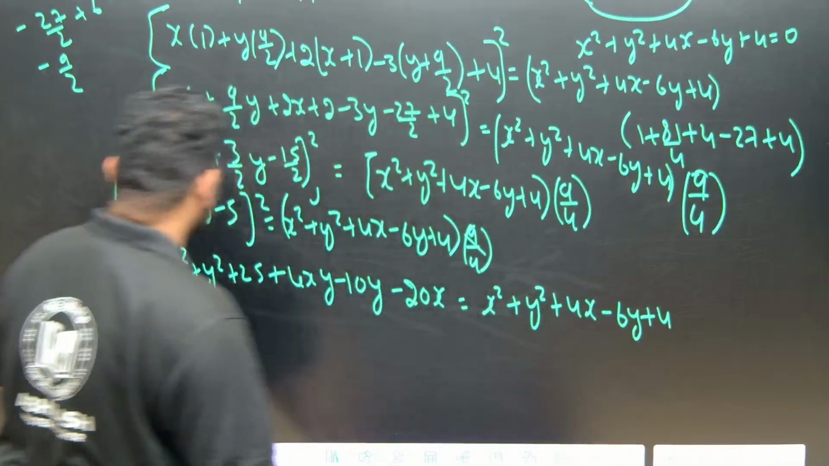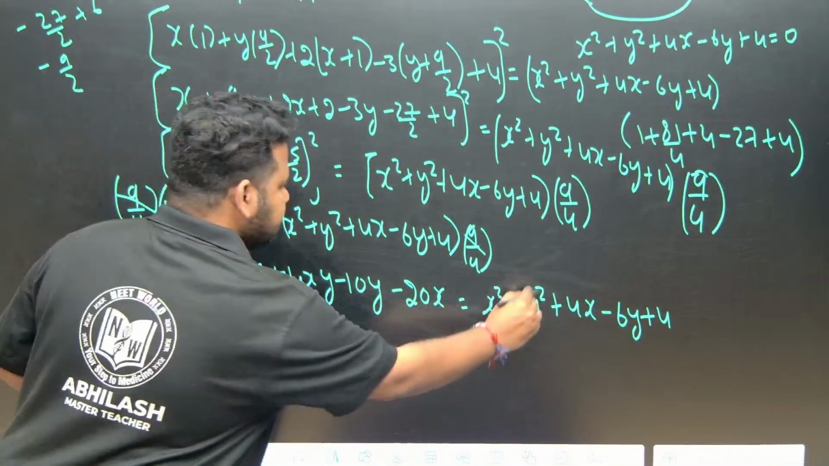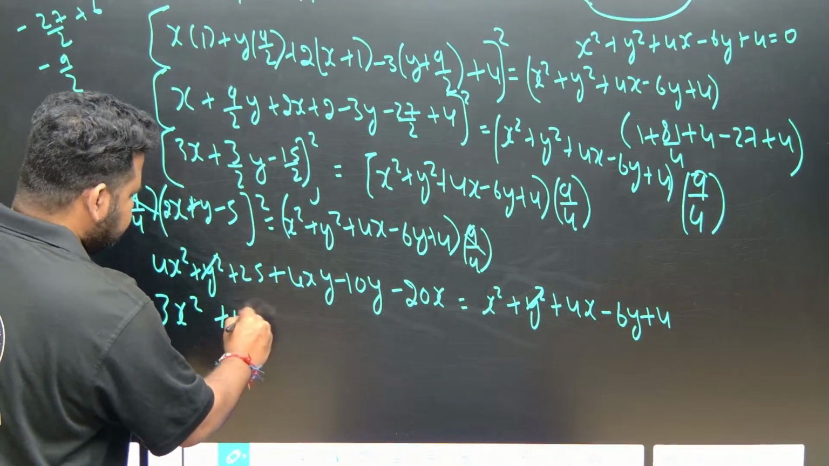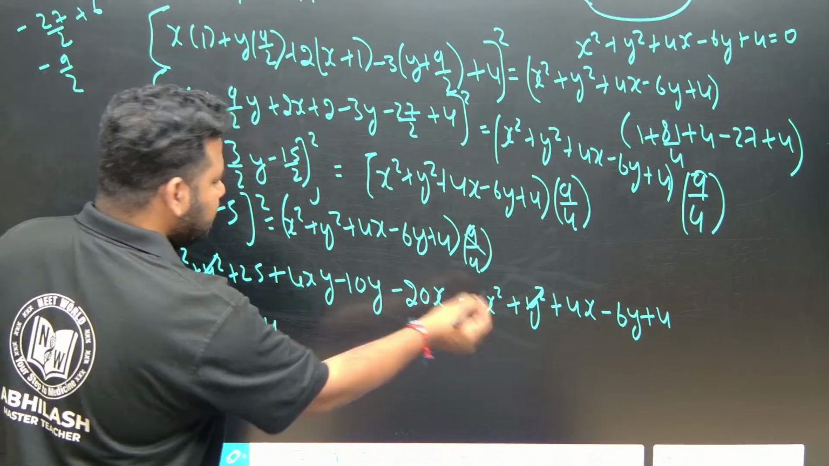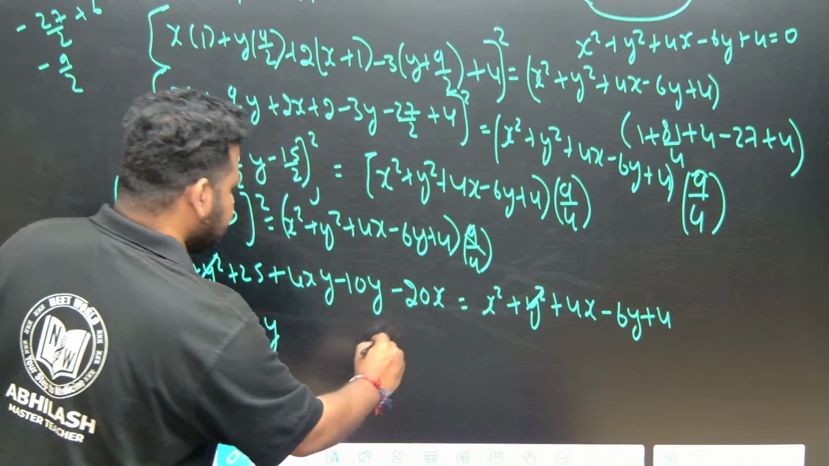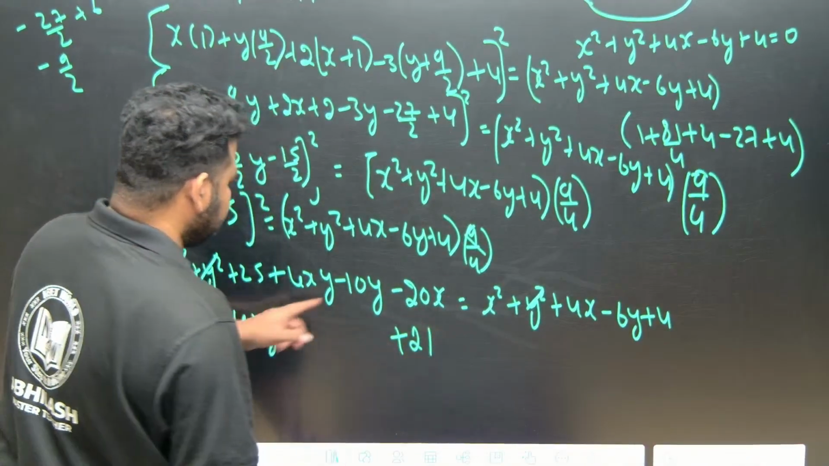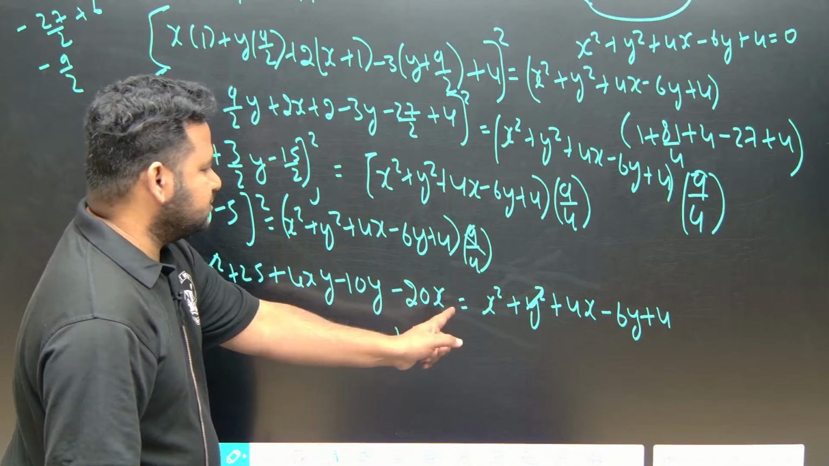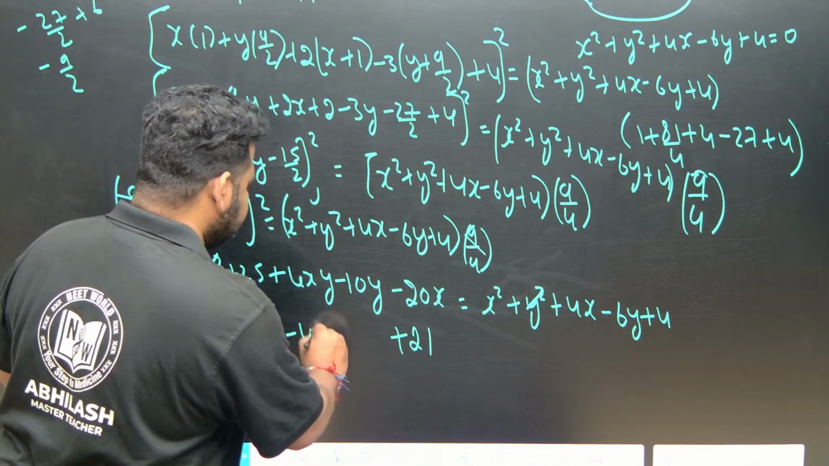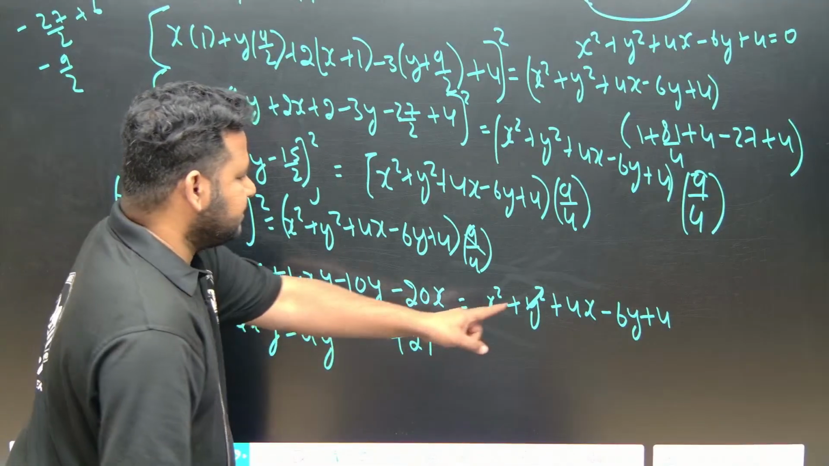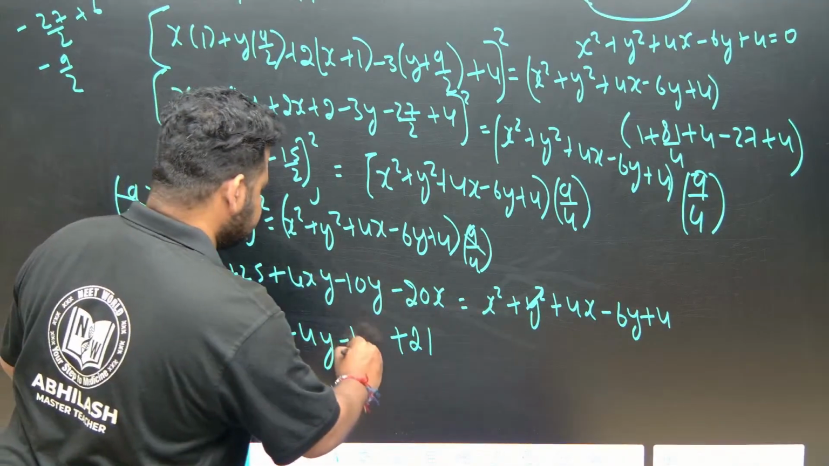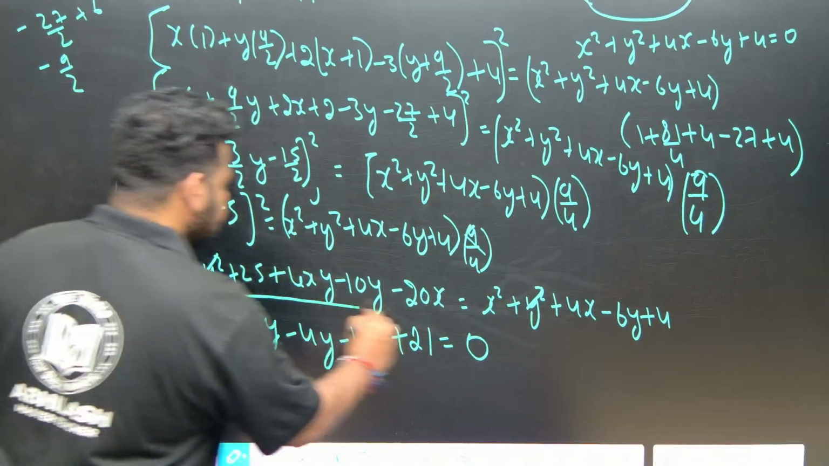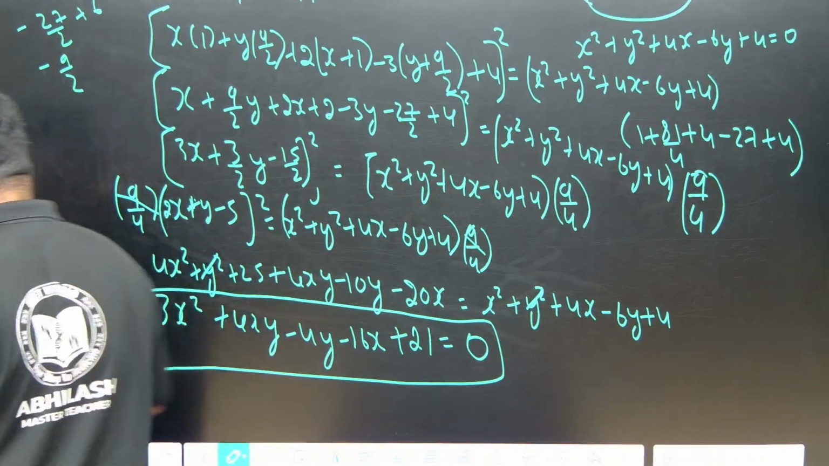So what can I do? Y square I can cancel. If I bring x square this side, this will become 3x square plus 4xy. 25 minus 4 will become plus 21. What about y? Minus 10y, if I bring it this side, this is plus 6y minus 4y. 20x minus 4x is minus 16x. Minus 16x plus 21 is equal to 0. So this will be the required equation.